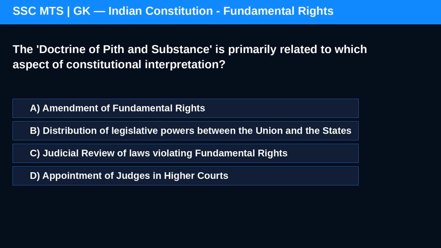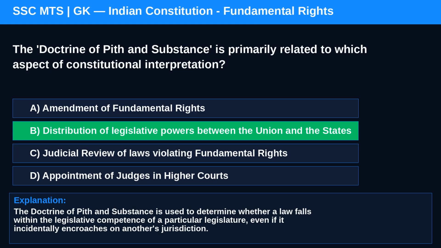Question 13. The doctrine of pith and substance is primarily related to which aspect of constitutional interpretation? Option A, amendment of fundamental rights. Option B, distribution of legislative powers between the Union and the states. Correct answer is B. The doctrine of pith and substance is used to determine whether a law falls within the legislative competence of a particular legislature, even if it incidentally encroaches on another's jurisdiction.